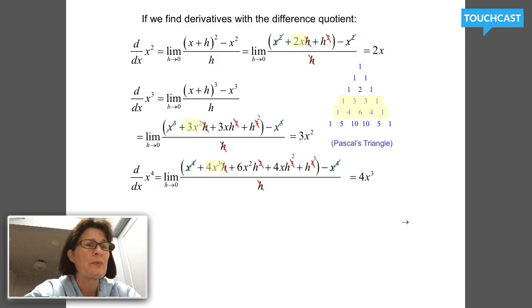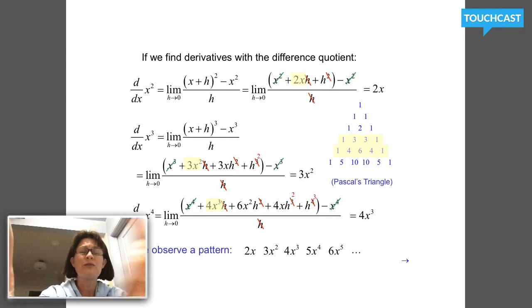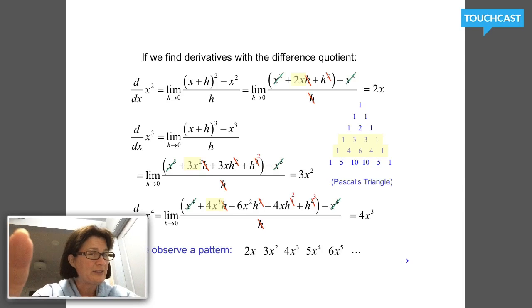And we can start to notice this pattern. The derivative of x squared was 2x. The derivative of x cubed was 3x squared. The derivative of x to the 4th was 4x cubed. Do you catch the pattern? How do you take the derivative of a function that's made up of x raised to some exponent?